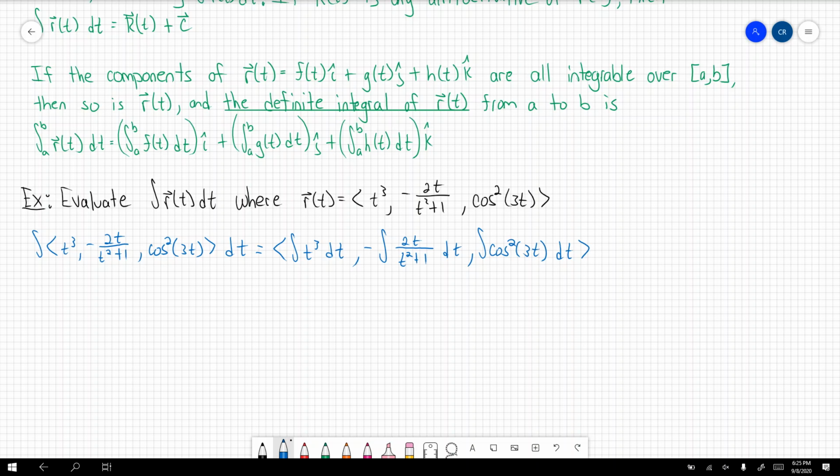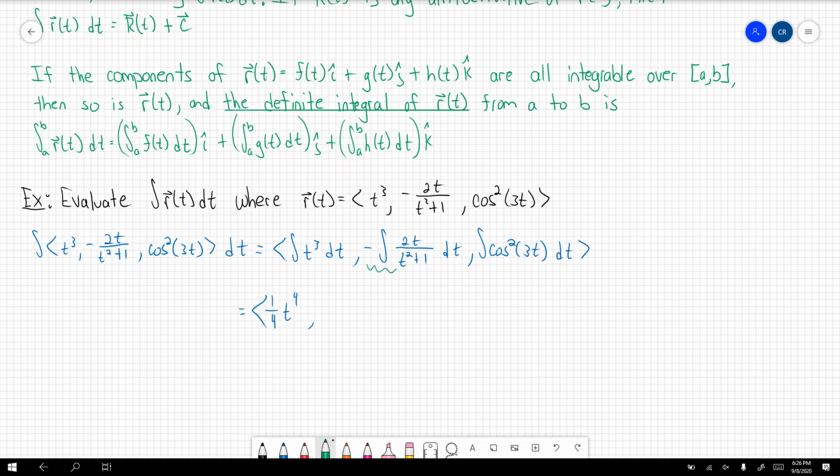Okay, very nice. Now let's go through these integration properties. So the first component, let's see, if we add 1 to the exponent and then divide by that new exponent, we get 1/4 t to the 4th, and this is going to be in the first component. So there we are. Secondly, we're going to go with this integral. Now, this integral might not be too direct. However, we can make a u substitution.